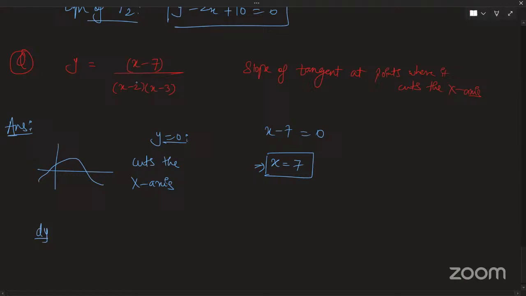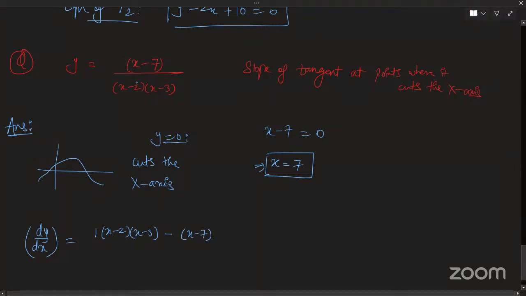Now, if I ask you to calculate its dy by dx, how will you do it? Anyone? Dy by dx, how will you do it? So division rule. Yes, great, division rule. So first you differentiate the numerator, keep the denominator as it is, minus, you keep the numerator as it is, and now you differentiate your denominator. So your derivative of your denominator will be 2x minus 5. How did I write 2x minus 5? Anyone can tell?